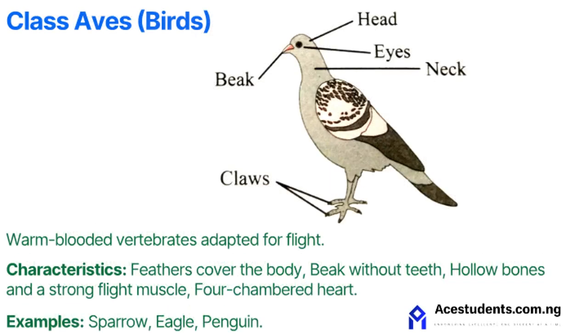Birds belong to the class Aves. They are warm-blooded vertebrates, meaning they maintain a constant body temperature. Birds have feathers covering their bodies, beaks without teeth, and lightweight hollow bones to aid flight. Their hearts have 4 chambers, which allows efficient circulation of oxygen-rich blood. Examples of birds include sparrows, eagles, and penguins.